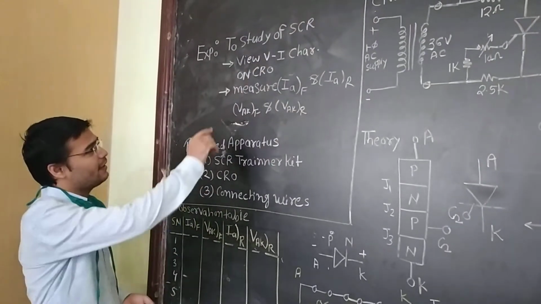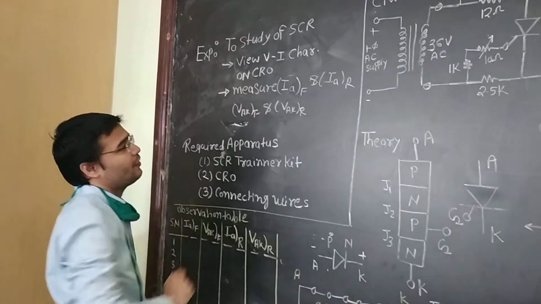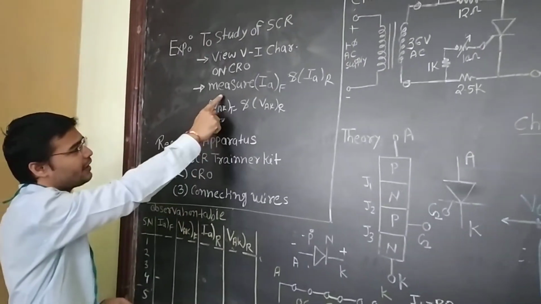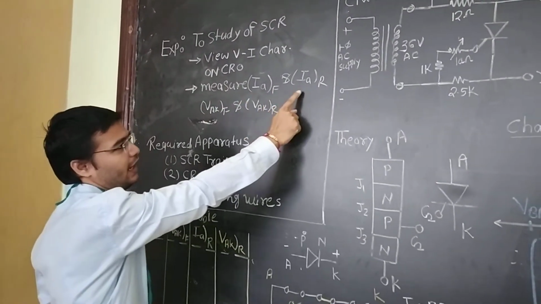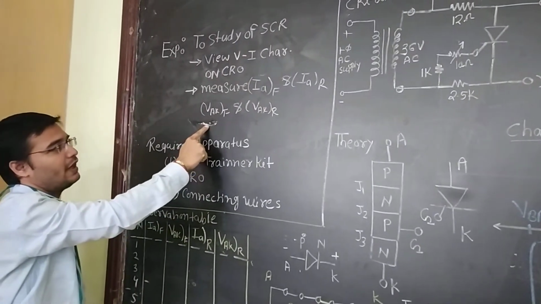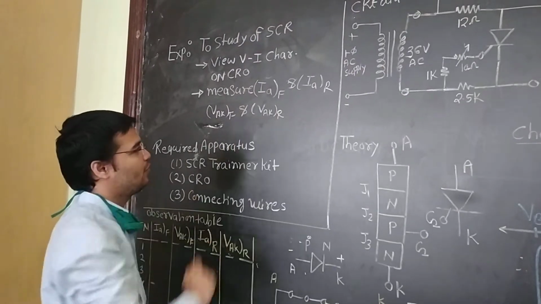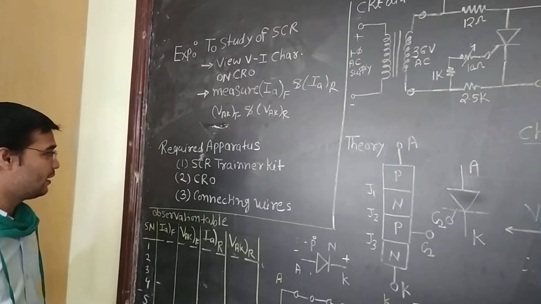So under this practical, our aim is to view the VI characteristics of the SCR with the help of a CRO, and second, to measure the forward anode current and reverse anode current, and also measure the forward anode to cathode voltage and reverse anode to cathode voltage. These are our two basic aims under this experiment, right?